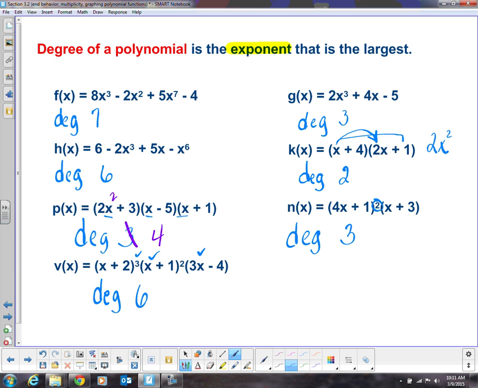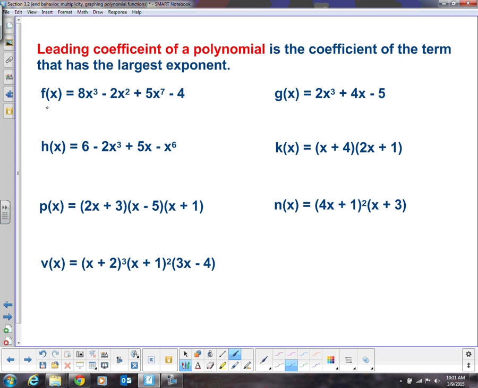Being able to pick out the degree is really important for the end behavior that we're going to do today. Now, the leading coefficient of a polynomial is another key piece. There are two key pieces for end behavior, Madison: the degree of the polynomial and the leading coefficient.